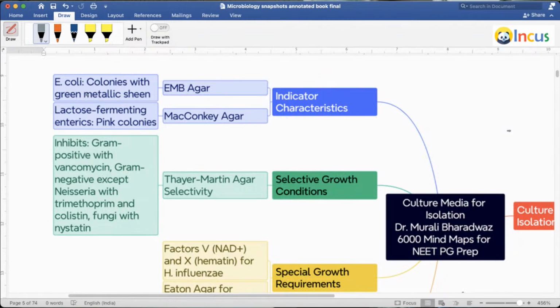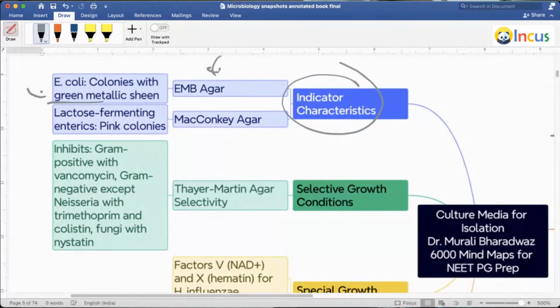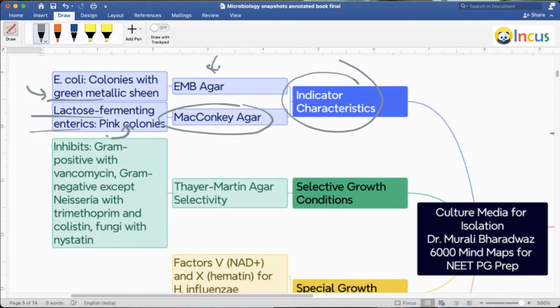So, what are the indicators? If you take EMB agar, the E. coli colonies have a green metallic sheen. On the MacConkey agar, lactose fermenting enteric organisms produce a pink colony.